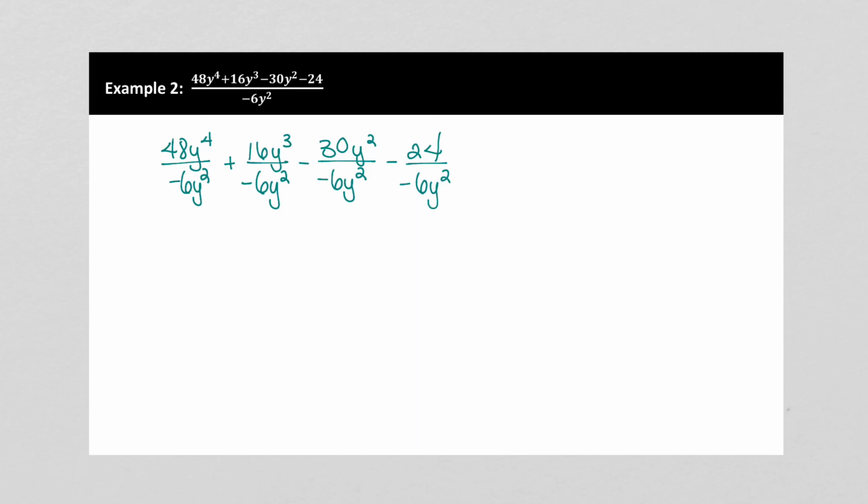48 divided by negative 6 is negative 8. And y to the 4 minus 2 is y squared. 16 divided by negative 6, well, that doesn't divide evenly, so we'll make it a fraction, negative 8 thirds. And y to the 3 minus 2 is y to the 1, so we'll have negative 8y over 3, or negative 8 thirds y, either way you want to write it. Then we've got negative 30 divided by negative 6, that's positive 5. And our y squareds go away. Negative 24 divided by negative 6 is 4. And we've got a y squared left on the bottom.